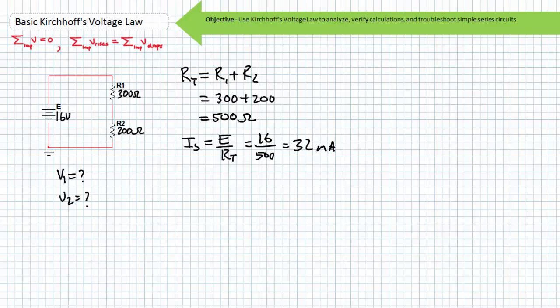Given current through elements hooked in series is the same, it can be said that the current through R1 is also 32 milliamperes. The voltage drop across element 1 is the current through it times its resistance. 32 milliamperes times 300 ohms yields a voltage drop of 9.6 volts. This is the second and last time we're allowed to use Ohm's law. However, we've yet to solve for the voltage drop across R2.